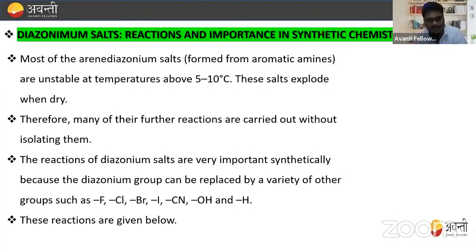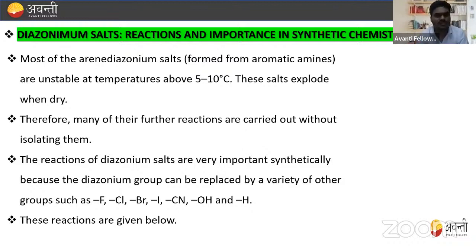So we have already covered all the amines, that is their methods of preparation, physical properties, IUPAC naming, and chemical properties. Now we move to the diazonium salt. What are the reactions and importance of diazonium salt in synthetic chemistry?